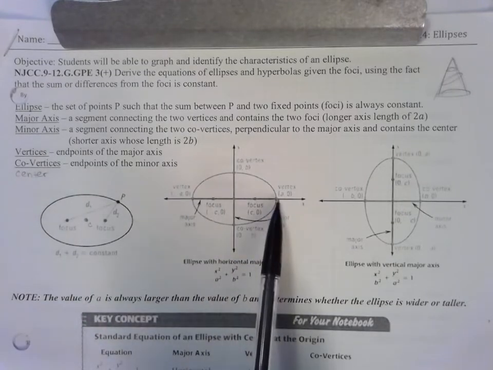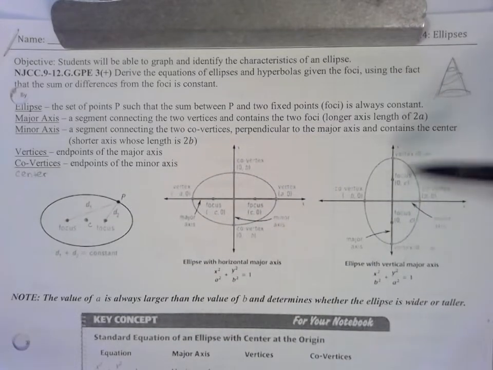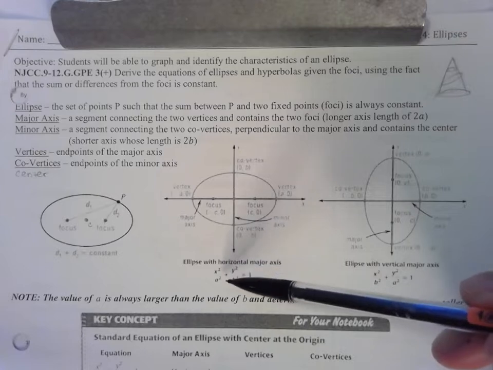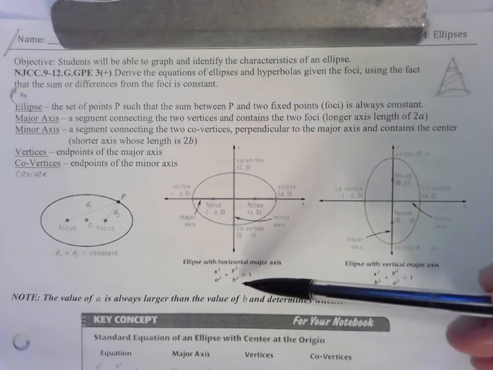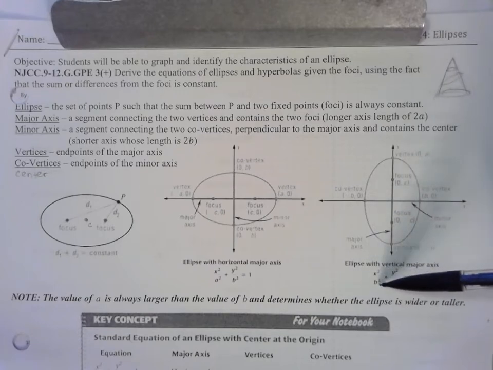Sometimes you have an ellipse that's horizontal and wider. Sometimes you have an ellipse that's taller. Now there are two equations down here. On my page it's a little bit light, but it says x squared divided by a squared plus y squared over b squared equals 1. And then they have x squared over b squared plus y squared over a squared equals 1.